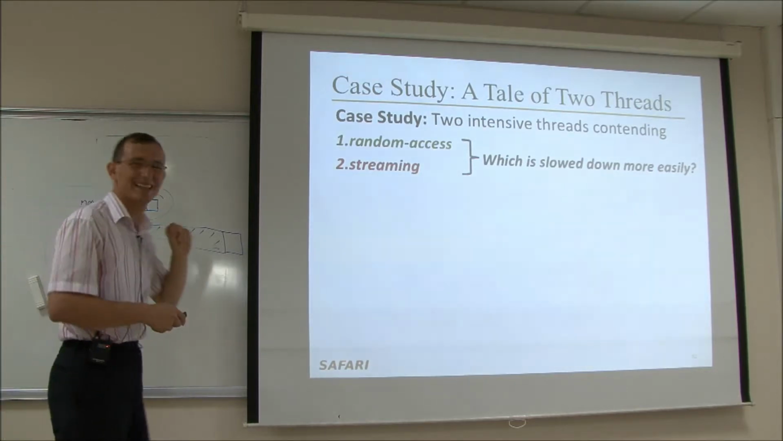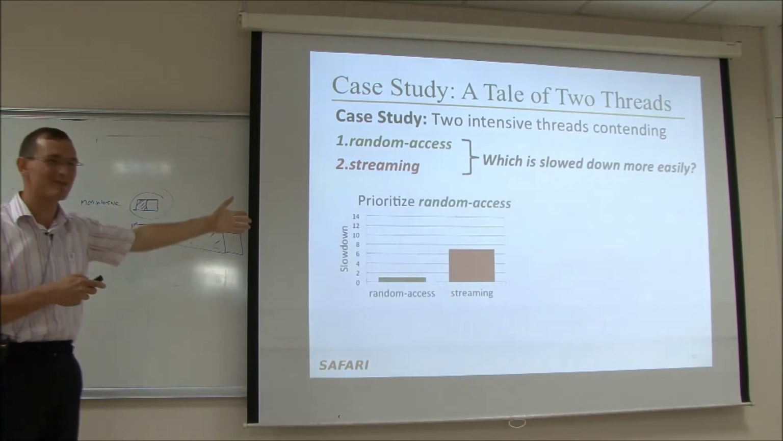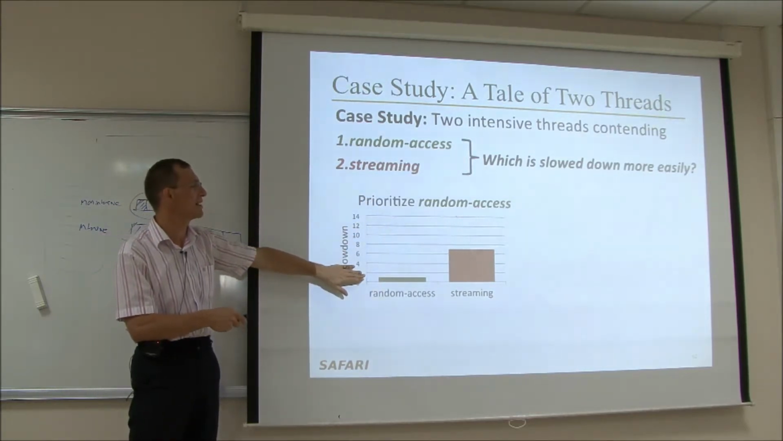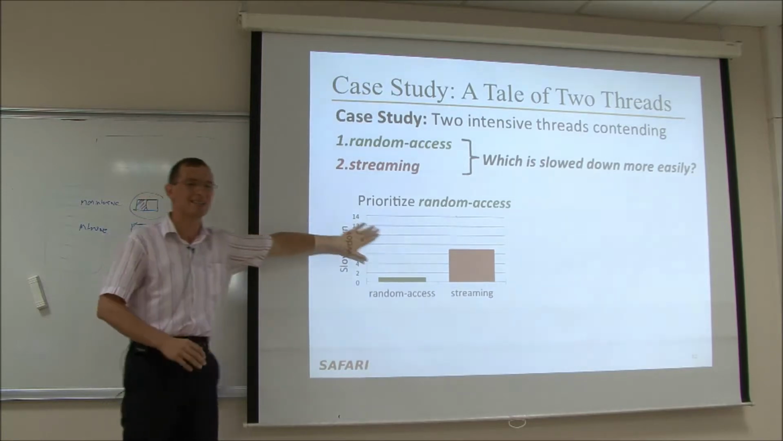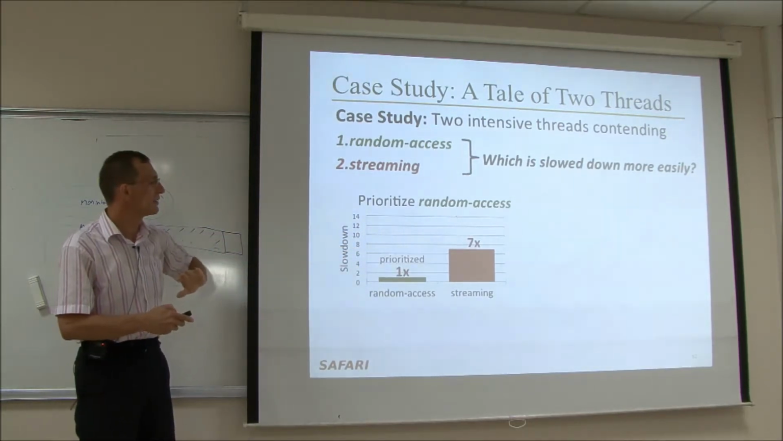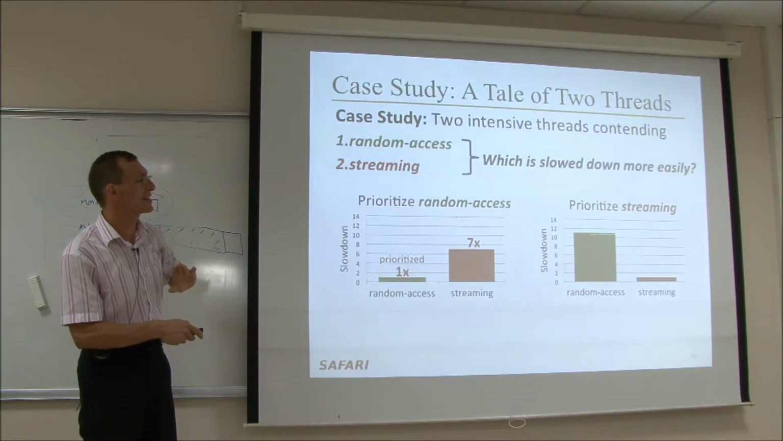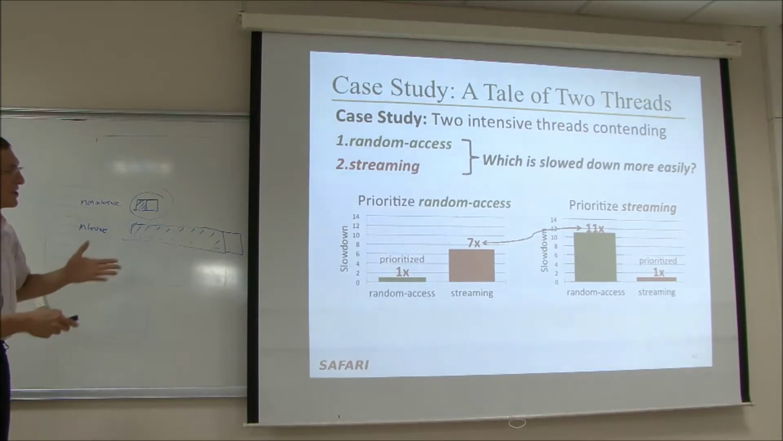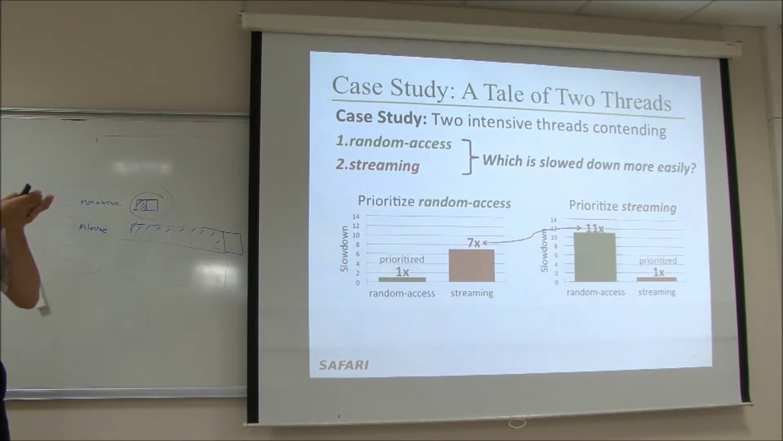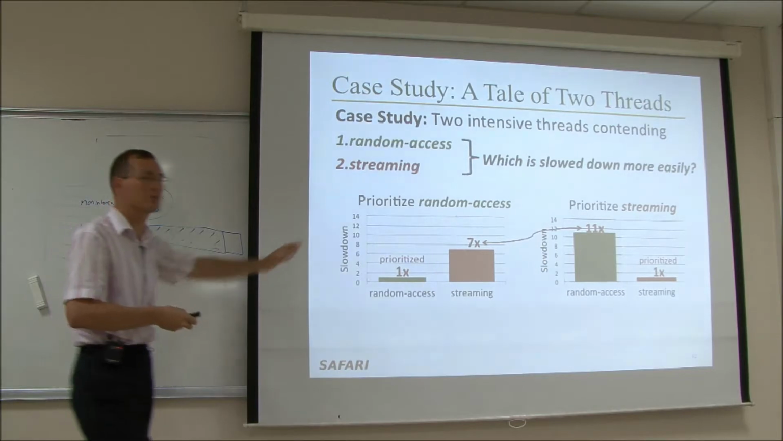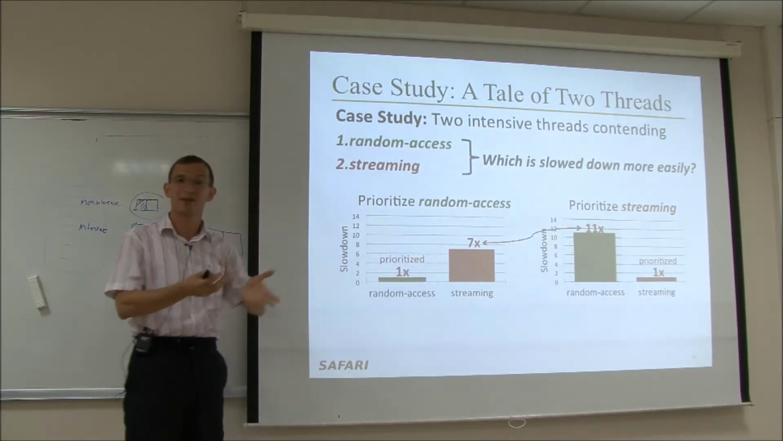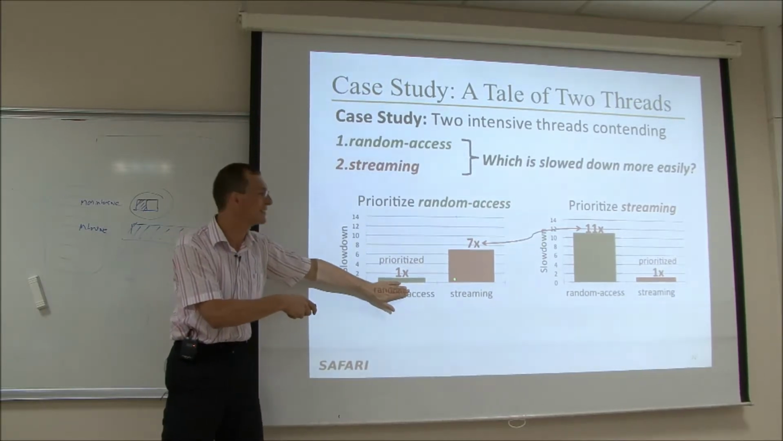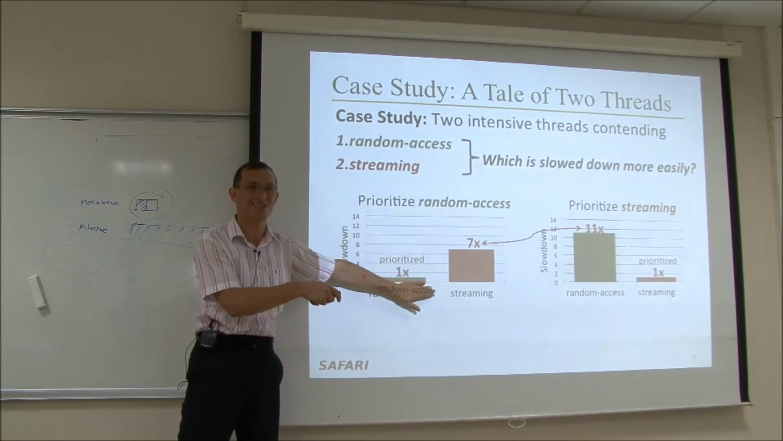And I'll give you why. So I'll give you the results first. If you actually prioritize random access, the streaming thread slows down by about 7x. And this is a contended study. That's why the slowdowns are really high. If you prioritize the streaming thread, random access slows down by much more, 11x. Which means that a random access thread is much more vulnerable to interference, whereas a streaming thread is much less vulnerable. Or put another way, a random access thread is a nicer thread. If you prioritize it, it's much nicer to the streaming one. Whereas a streaming thread is a bad thread. It's not nice. It slows down other threads much more.